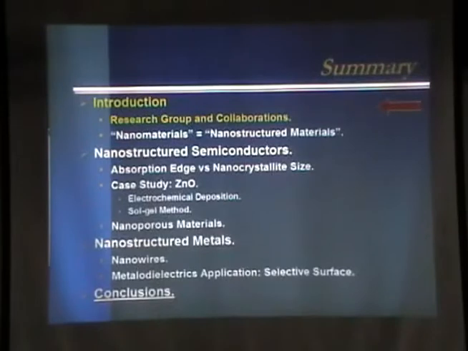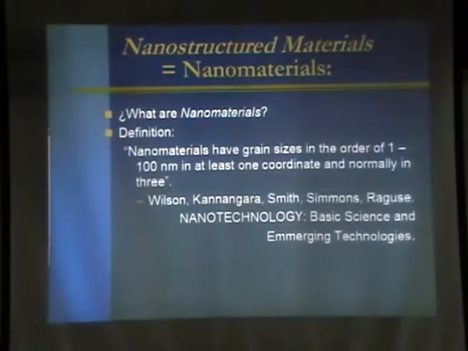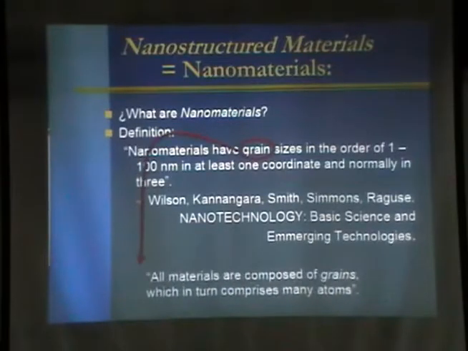So then let's go to the definition of what a nanomaterial is, or in fact, I put in the title nanostructured materials, that is more or less the same as a nanomaterial. So what are nanomaterials? The definition that you may find in this book on nanotechnology says that nanomaterials have grain sizes in the order of 1 nanometer to 100 nanometers in at least one coordinate and normally in 3, right? Where here the main word is grain, that in the same book it says that all materials are composed of grains, which in turn comprise many atoms.